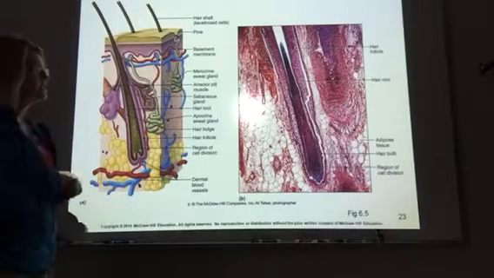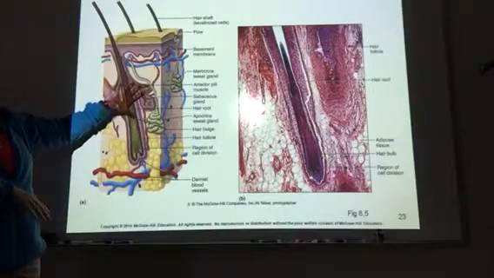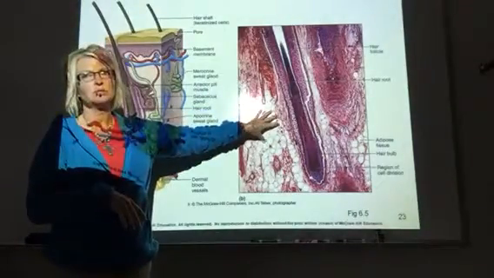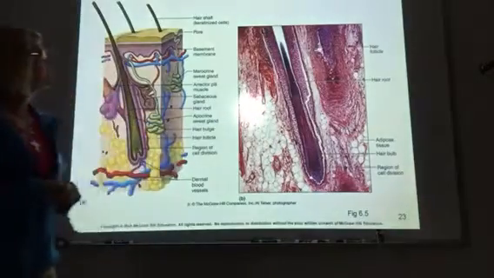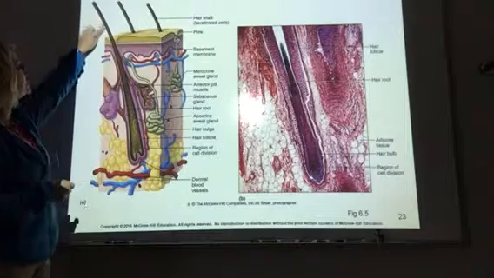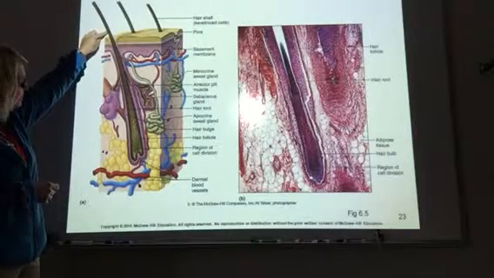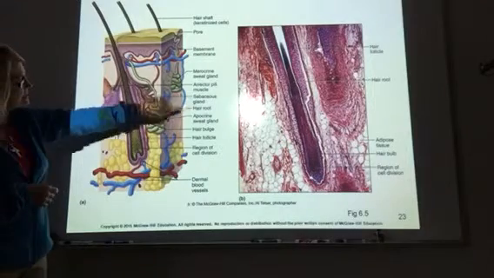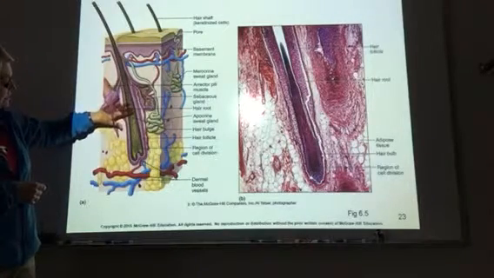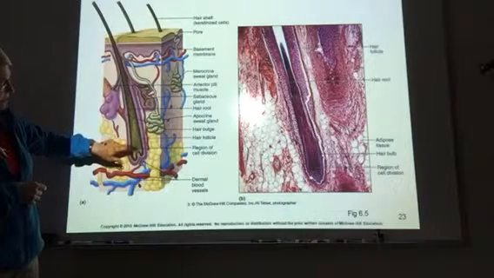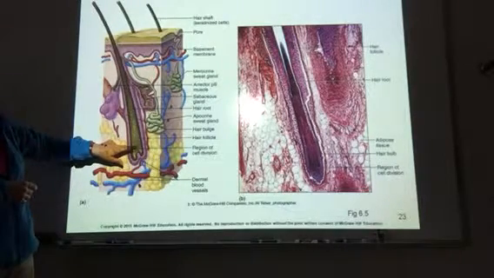So, for test purposes, there will be diagrams like this. There will be microscopic pictures like this. If I am looking at this, the hair shaft is the part that comes out. As it comes down into the skin, it's considered the hair root. And then down here is where the hair actually grows, like I said, down at the base or the bottom.